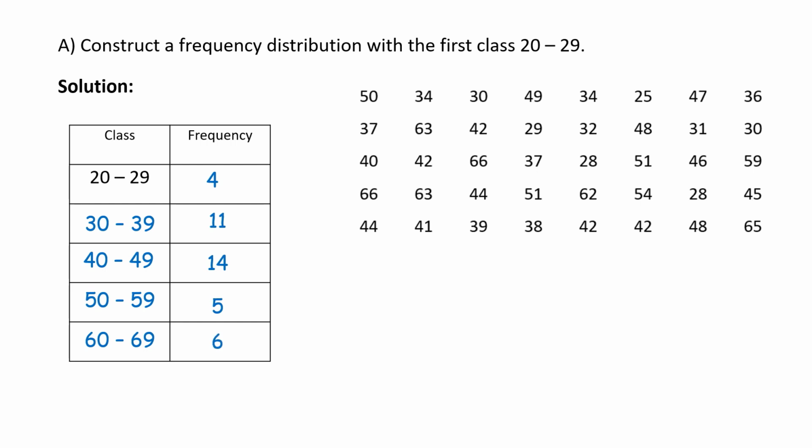6. Let's continue. Part B, what age range is most common? Now that you've got that frequency distribution, it is easily seen that you've got more in the 40s because there's 14 of them, so the solution would be the 40s.